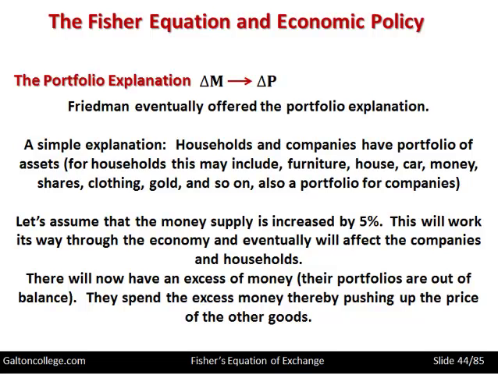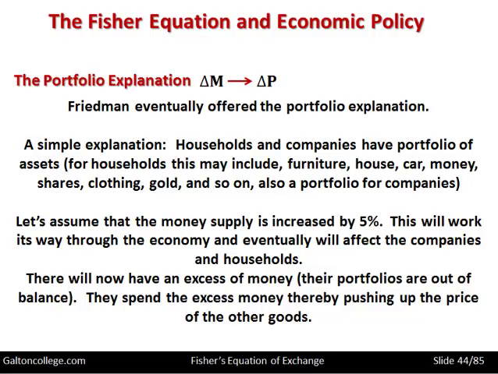So the portfolios are out of balance. The portfolios were in balance. Households had the right amount of money, the right amount of furniture, the right number of cars, the right number of gadgets in the house and so on. But now they've got an excess of money. So they need to dispose of the money to re-establish a balance in their portfolio. So they will spend the excess. And of course by spending the excess they create a demand for goods and services which will bid up the prices. And there's the linkage with inflation.